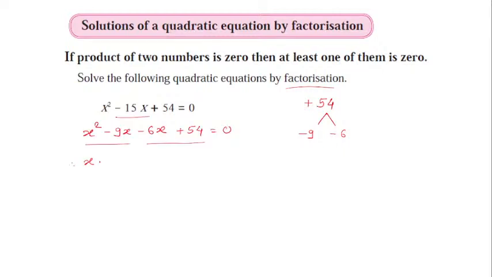x is taken as common. So from x square, if we take x common, and from the second group, minus 6 is taken common.